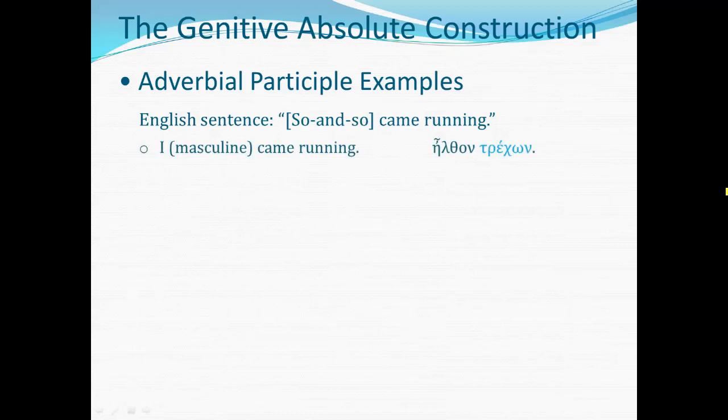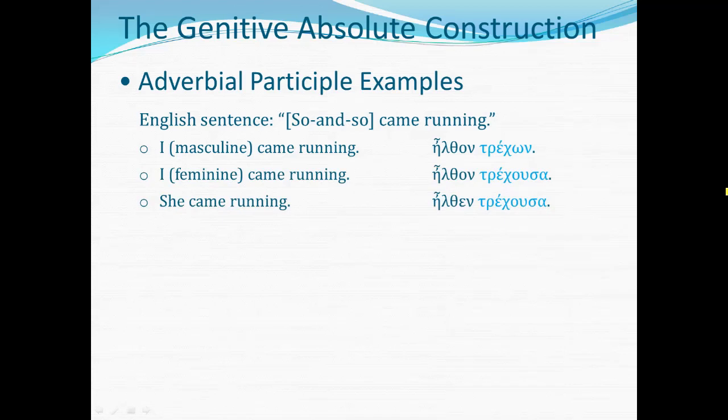So suppose I, as a masculine speaker, came running. Eilthon trekon, masculine nominative singular. I'm the one who did the running, and I'm in the governing clause, I came, as the understood subject of eilthon. I am masculine singular. Therefore, the participle trekon must be masculine singular nominative in form to agree with its referent. If I were a female and said I came running, then I would say eilthon trekusa, nominative singular, but this time feminine, agreeing with the subject of the verb.